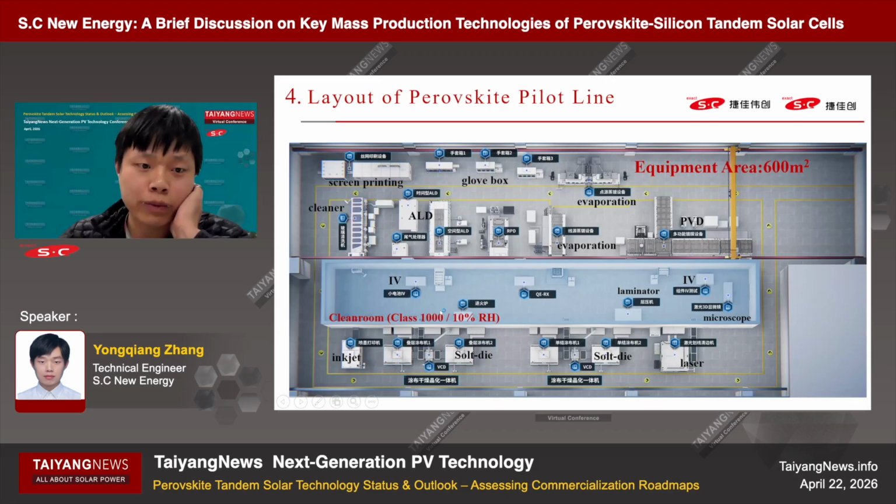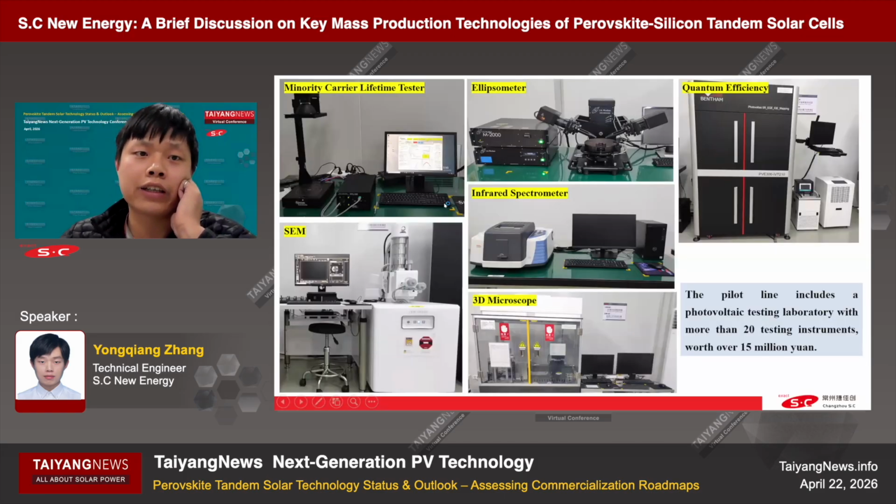One thing I want to mention: we only control this middle zone as a clean zone, in class 1000, and control the humidity close to 10. The advantage of this design is we can avoid particles influencing the tandem solar cell during fabrication, and we don't need to control the outer level in this clean room condition. It saves money on clean room maintenance. And we also have test equipment, including the ellipsometer, the QE, the infrared spectrometers, the SEM, even some microscopes and so on.